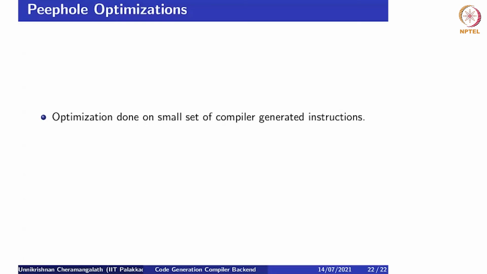Suppose you have something like A equal to A star 2. Initially you had some multiplication, then you have to modify it to addition or left shift. So the optimization is done on a small set of compiler generated instructions. It's like Peephole optimization. That small set of compiler generated instructions is known as the Peephole.